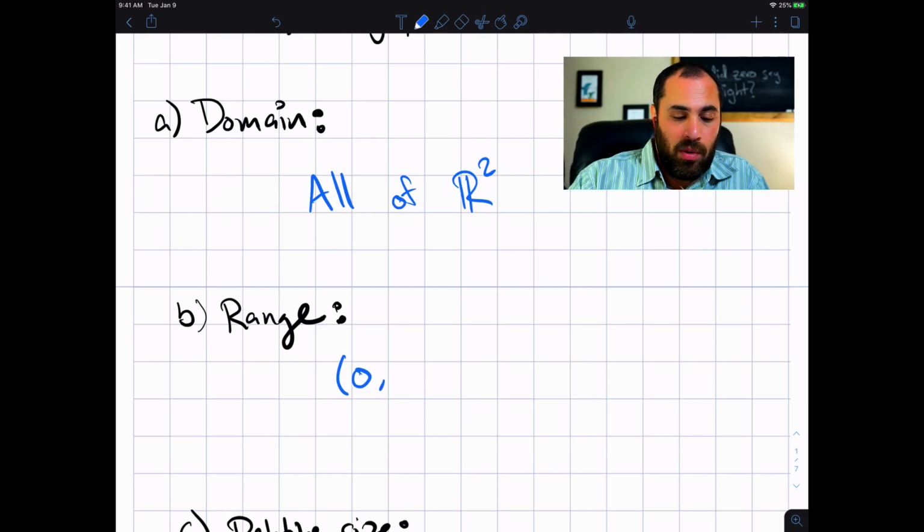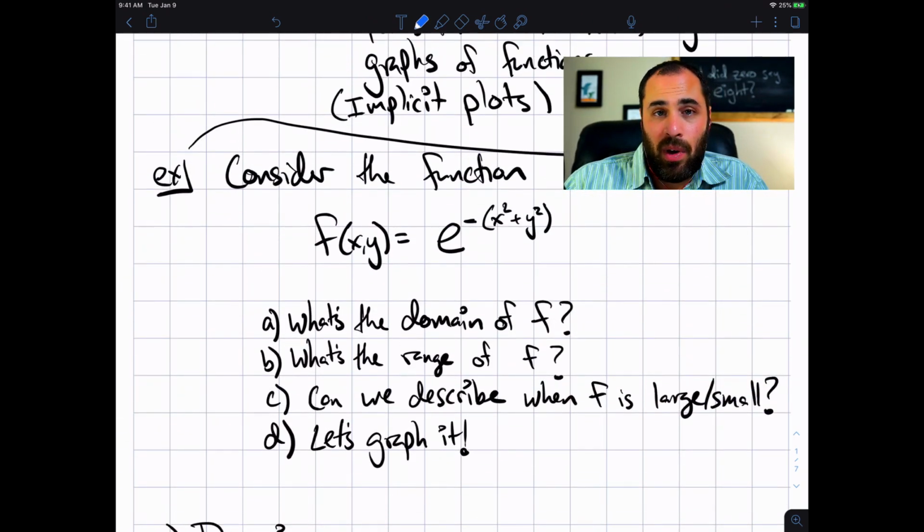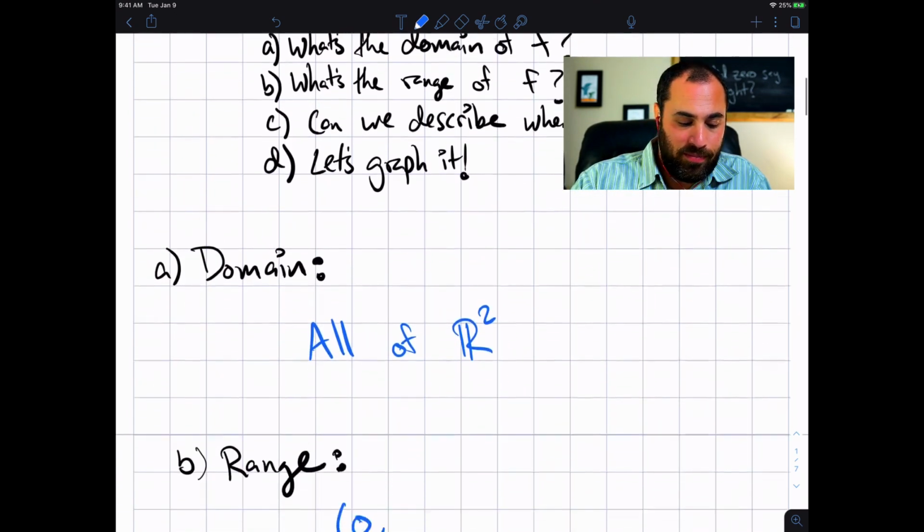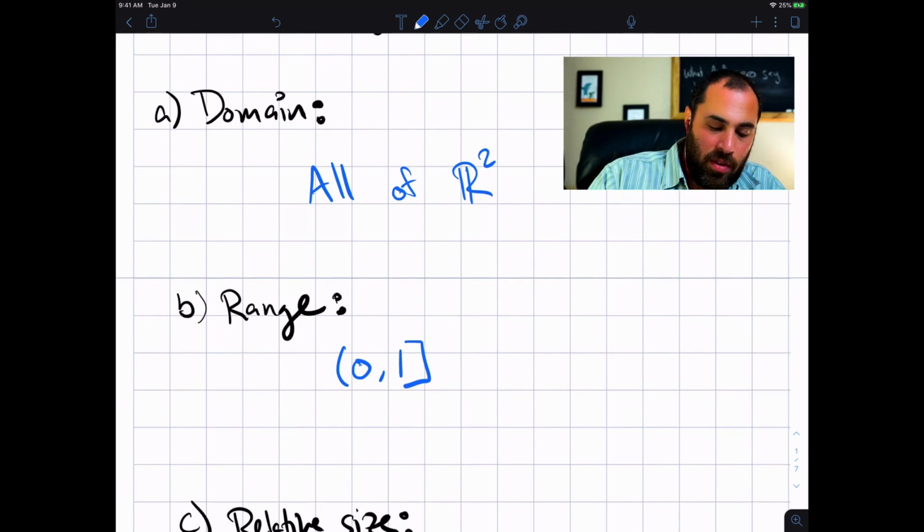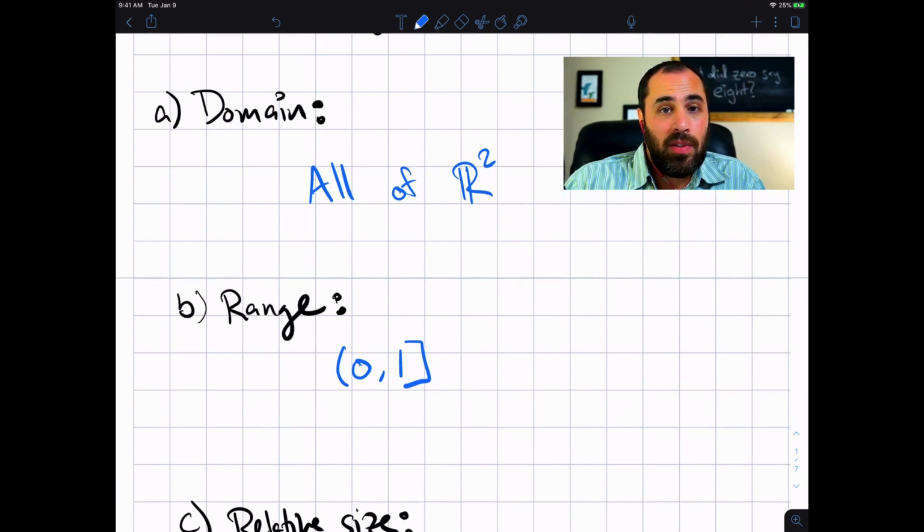But on the right side, well, what happens if x and y are small? Or in other words, what's the largest this function could be? Well, the exponent can never be positive. X squared and y squared are positive numbers, and we're taking the negative of that. So the largest that the exponent could ever be is 0. And e to the 0, of course, is 1. So the highest value that this function can achieve is 1. So all values of the function live between 0 and 1, including 1, but not including 0.